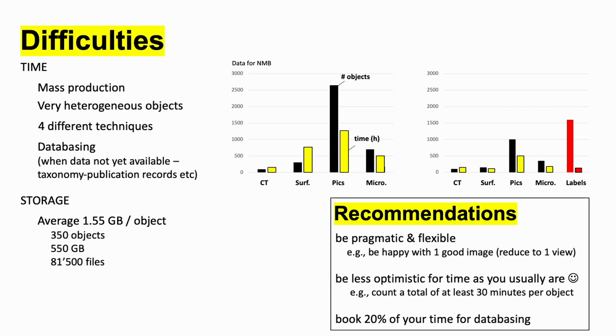My recommendations are to try to be pragmatic and flexible. You can be happy with one image. We started imaging our objects sometimes with different views, so for a tooth, the occlusal view, a lateral view, and a buccal view, and it takes a lot of time. So we decided to stop doing too many views for one object and have one good picture. It's enough actually for collection-based purposes. And if a scientist has interest in other views, he or she can ask back or come to the collection and do it themselves.